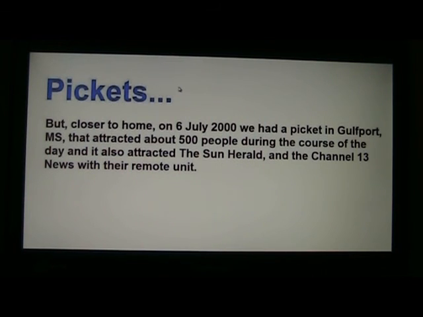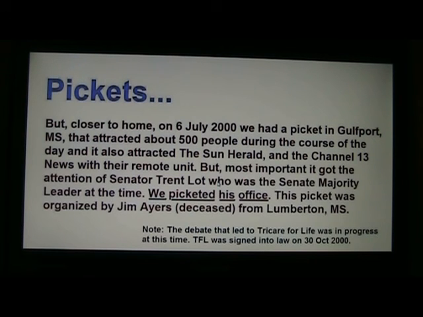And most of all, at least what is most important to me, but closer to home, on 6 July 2000, we had a picket in Gulfport, Mississippi that attracted about 500 people during the course of the day, and it also attracted the Sun Herald and the Channel 13 news with a remote unit. But most important, it got the attention of Senator Trent Lott, who was the Senate Majority Leader at the time. We picketed his office. The picket was organized by Jim Ayers, deceased, from Lumberton, Mississippi. It should be noted that the debate that led to TRICARE for Life was in progress as this picket happened.